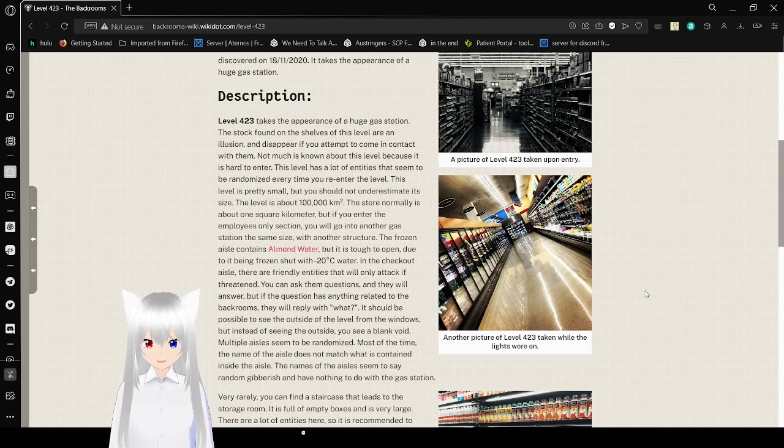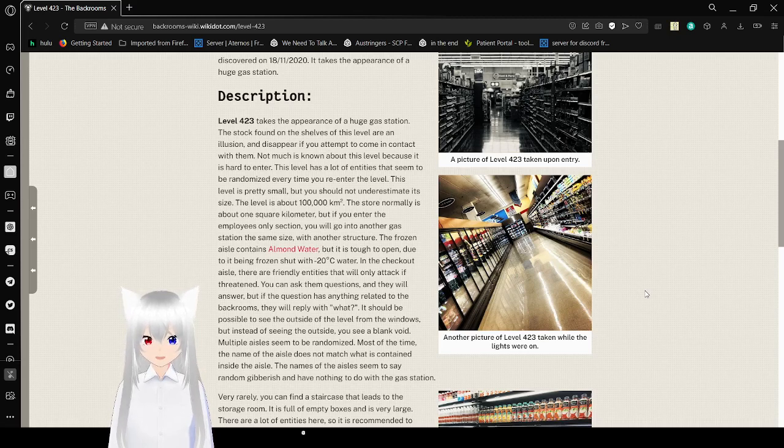This level is pretty small, but you should not underestimate its size. The level is about 100,000 kilometers squared. The stores are only about 1 square kilometer, but if you enter the employees only section, you'll go into another gas station the same size with another structure.